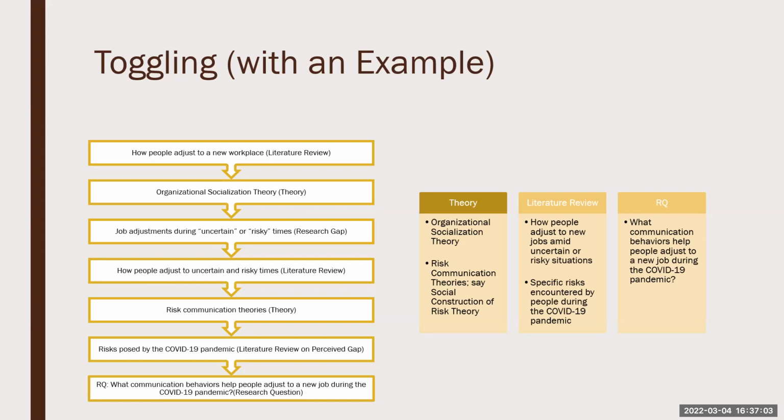And then your second subsection will focus on the specific example of COVID-19 and the specific risks encountered by people during this COVID-19 pandemic. And then finally, you will highlight that because we don't yet know enough about how people adjust to new jobs amidst this COVID-19 pandemic, which is a risky situation, your research question for your paper is, what communication behaviors help people adjust to a new job during the COVID-19 pandemic?